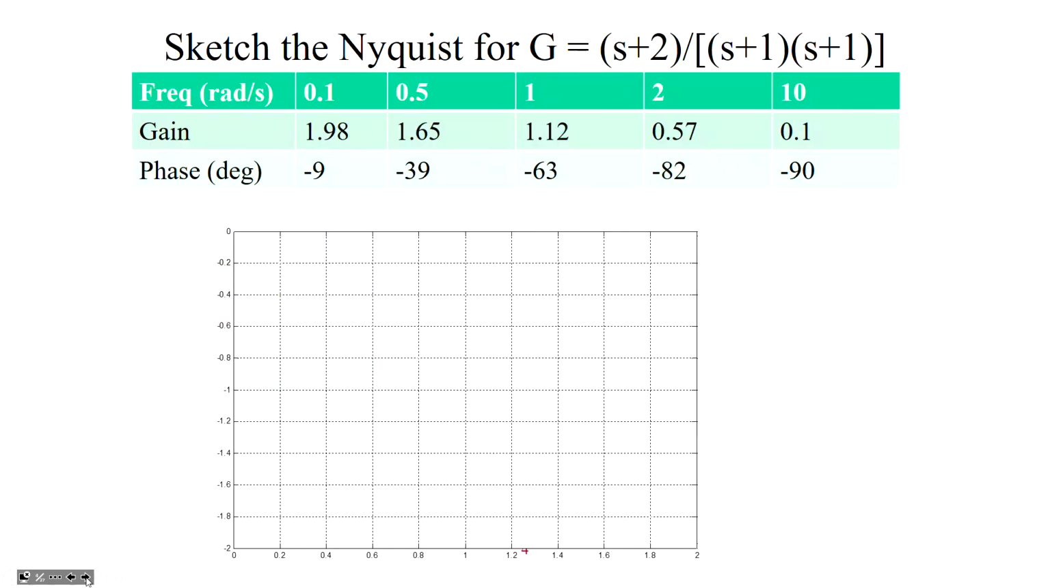Now I could do this a different way. I could start from the gain and phase. Now this is a slightly different example, but you can see a gain of 1.98 and a phase of -9. That gives me a point about here. A gain of 1.65 and a phase of -39. I'm not going to be over precise, somewhere like this. A gain of 1 and a phase of -63. And again, you'll see I'm not being overly careful here because I'm just trying to illustrate the point.